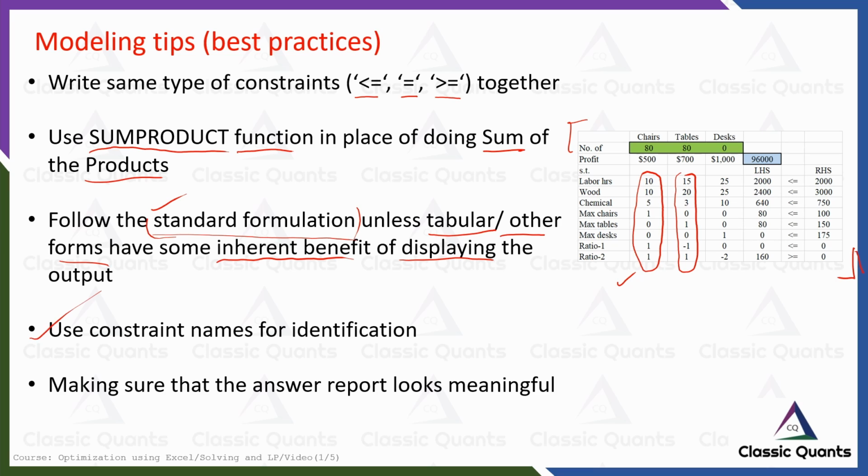What is the fourth point? Fourth point is, you always use constraint names. Don't forget this one. If you forget this one, there will be no problem. Excel will understand and solve exactly this one, but you will not understand afterwards, or anybody else cannot understand what is done in the spreadsheet. So always make sure that the constraint list or the constraint names are appearing somewhere for every constraint.